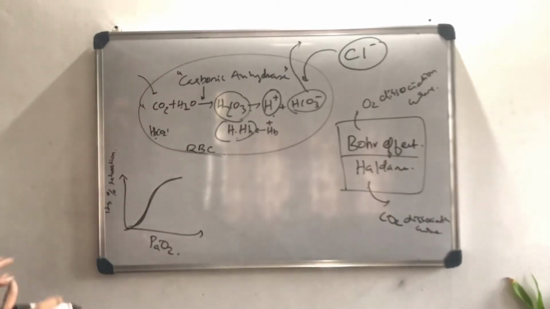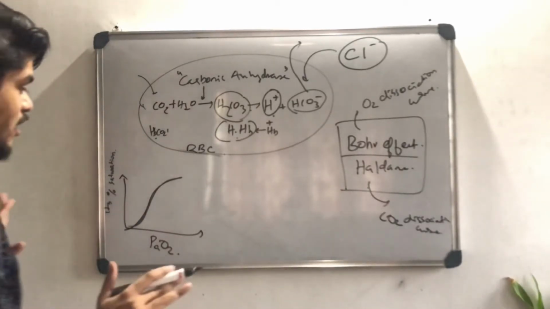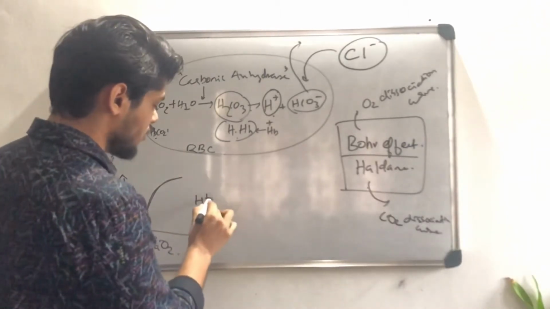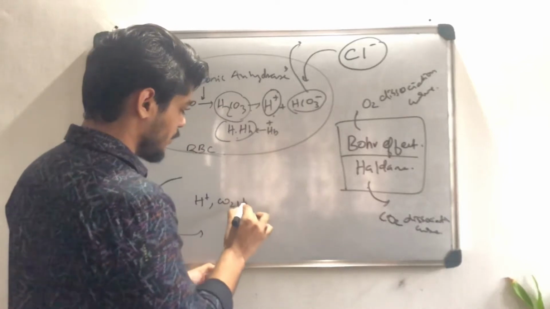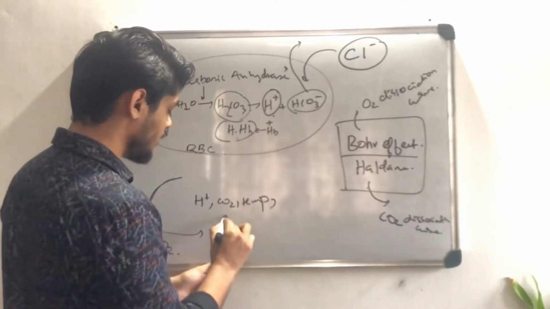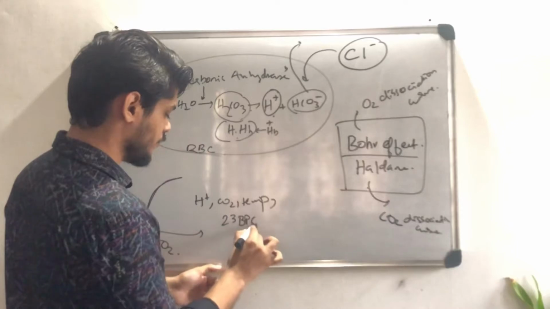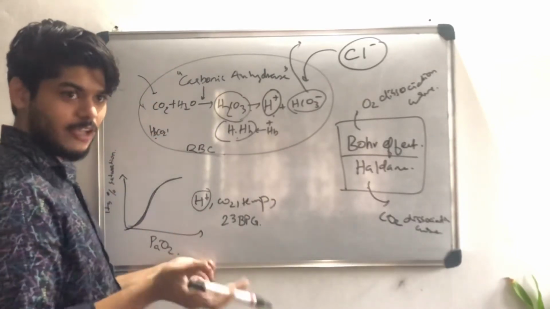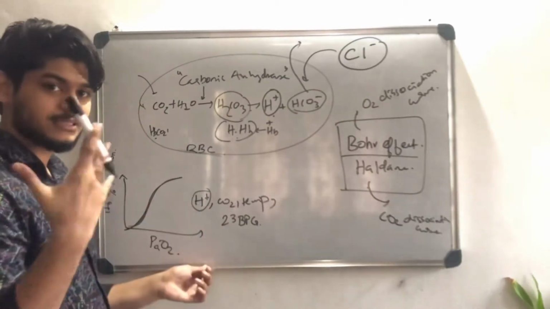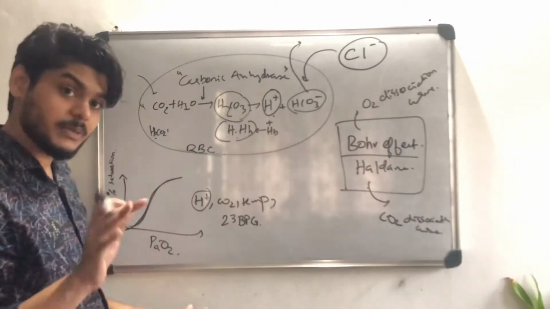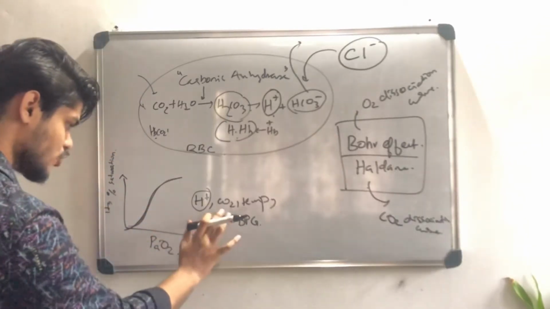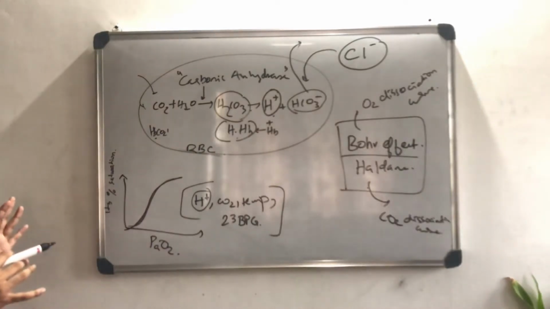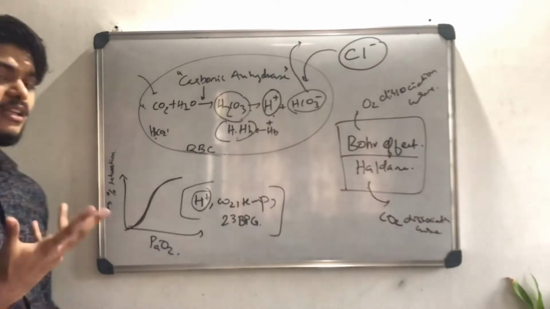Okay. We have already discussed this: who are the friends of hemoglobin? H+, CO2, temperature, and 2,3 BPG. And note this point: if pH is increased, H+ is reduced. If pH is decreased, H+ is increased. So it is vice versa with the pH. Understand this? These are H+, CO2, temperature, and 2,3 BPG, the friends of hemoglobin.